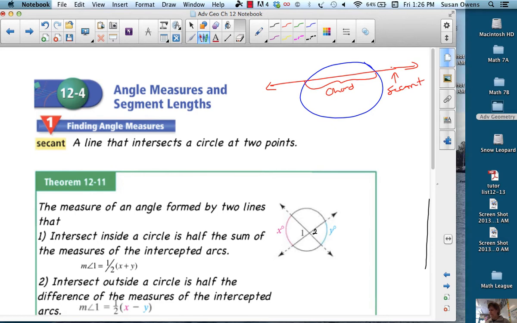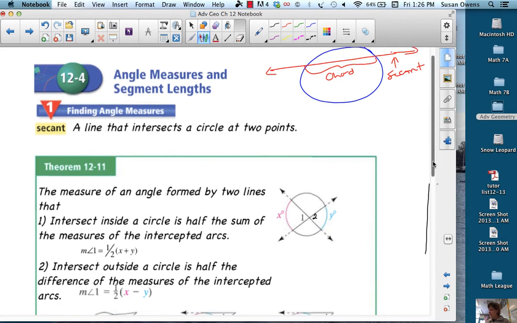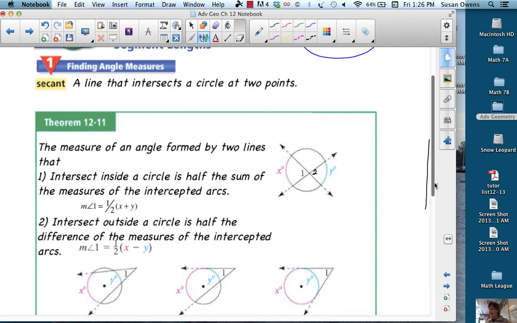Okay? So we have a theorem that says that the measure of an angle formed by two lines that intersect inside a circle is half the sum of the measures of the intercepted arcs. And if they intersect outside the circle, it's half of the difference of the intercepted arcs. So for the first example, I have two secants that intersect inside.